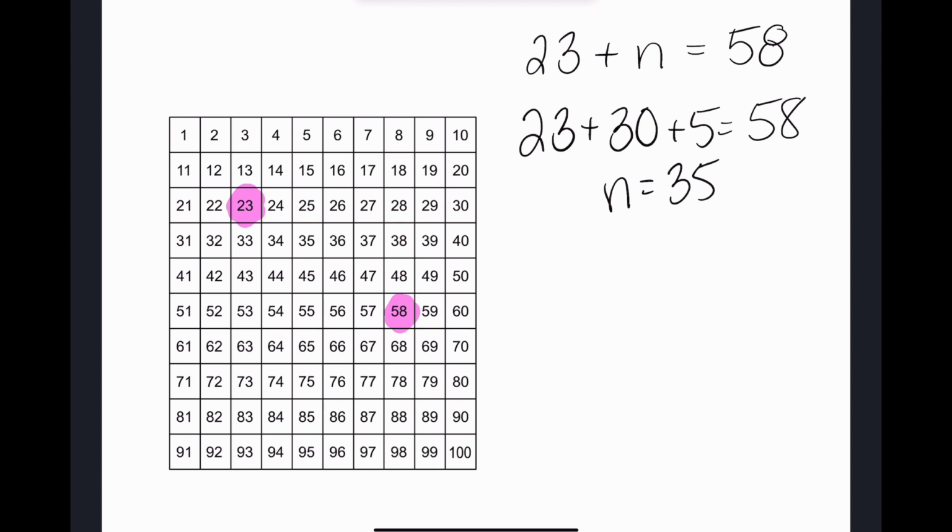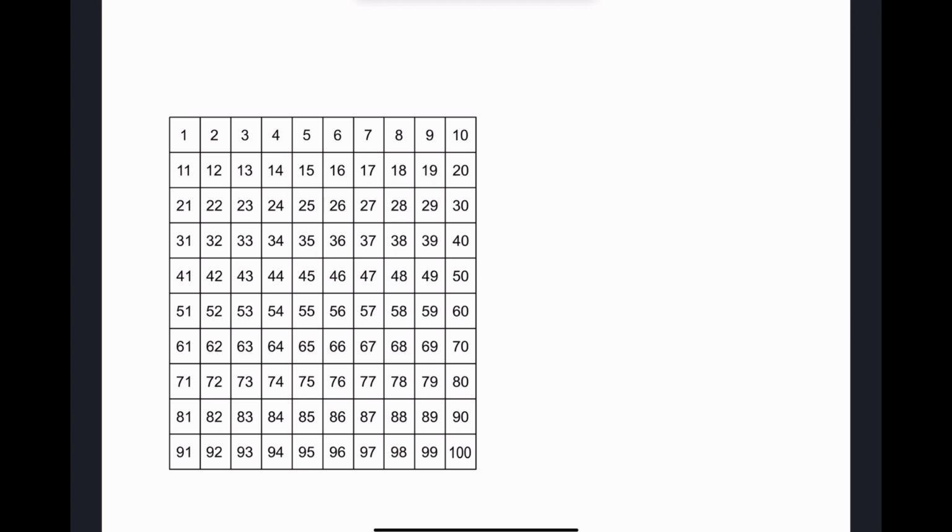But then I started thinking, does it work if I have a number that has to go left? So this is what I mean. What if I have something like this? 38 and 73. What would that be? 38 plus, again, some number is 73. And I could have turned it into a subtraction problem, but I'm going to use this.